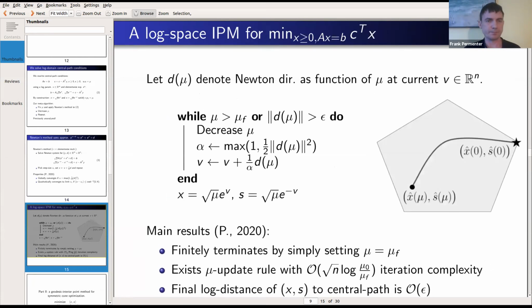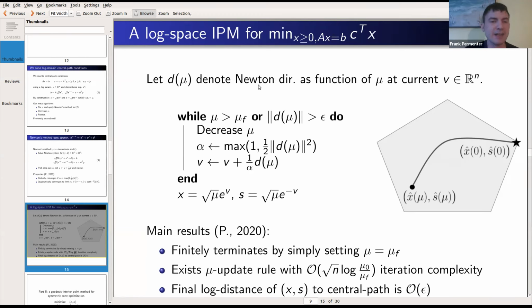Okay, so how do I use this log space Newton's method to build a log space interior point method? Well, all I do is interleave Newton steps with decreases in the centering parameter. The picture is I have the central path that I want to track. I fix a value of mu and do Newton iterations until I converge to the central path. Then I decrease mu again and restart Newton's method until I converge again, repeating until the centering parameter mu reaches a threshold, and until the norm of the Newton direction meets an error tolerance.